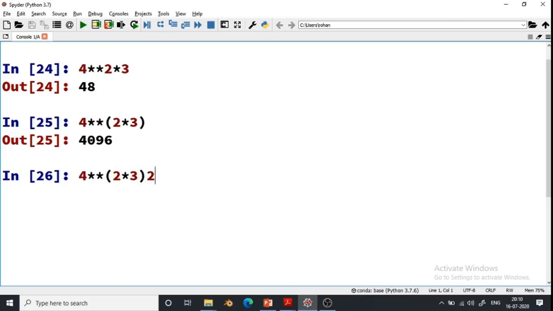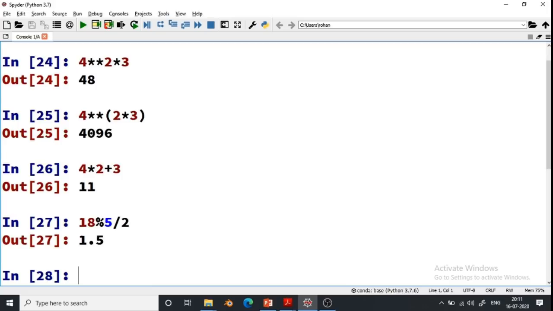Similarly, suppose we have 4 asterisk 2 plus 3. In this case, multiplication is carried out first, then addition. So we get the answer 11. Similarly, we have 18 modulo operator 5 divided by 2. Then we get 1.5, where 18 modulo operator 5 is carried out first. So the remainder of 18 divided by 5 is 3. 3 divided by 2, the answer is 1.5.